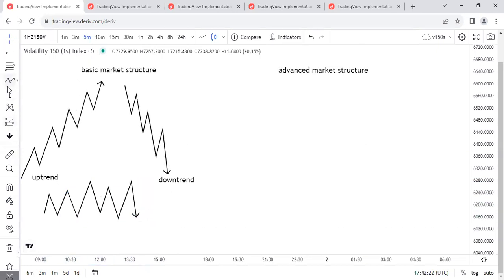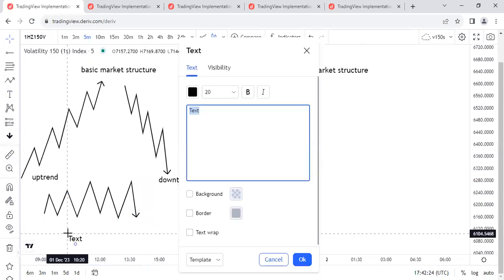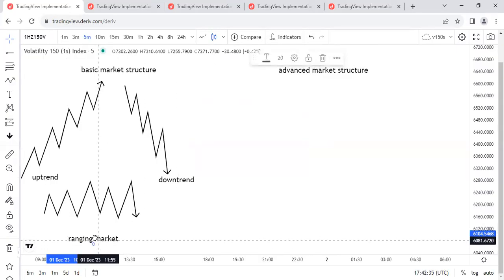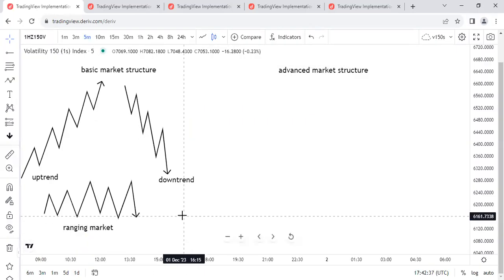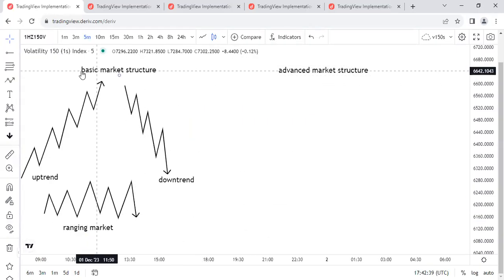This is what we call the ranging market. Don't worry, guys. This is just the beginning. We're just getting started. Trust me, you'll enjoy it. There's a joy that comes with knowing what you're doing. Trust me, if you don't know what you're doing, you'll be confused in the market. So it's better you know what you're doing so you can enjoy your trading.